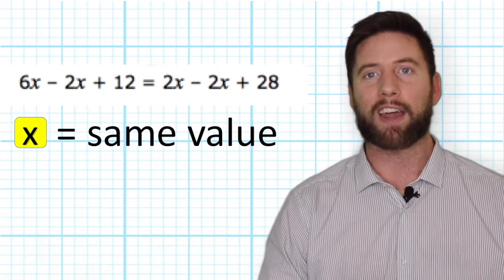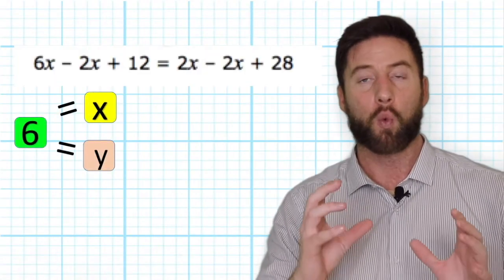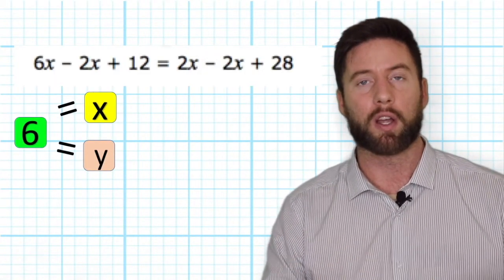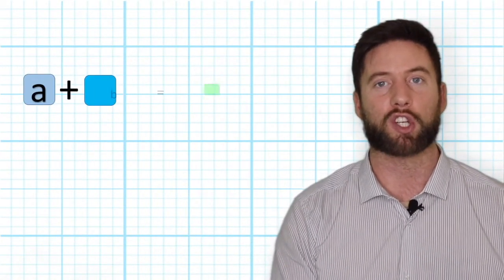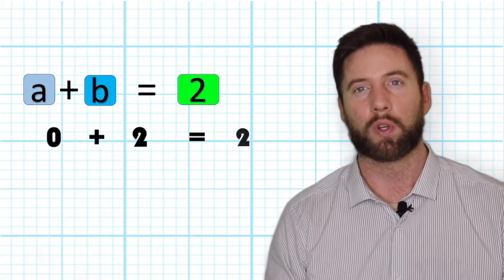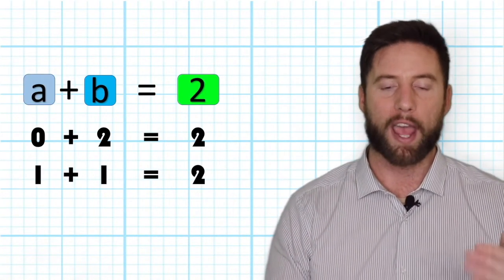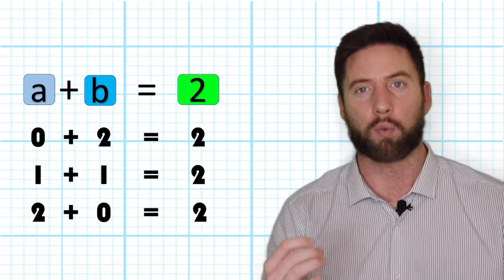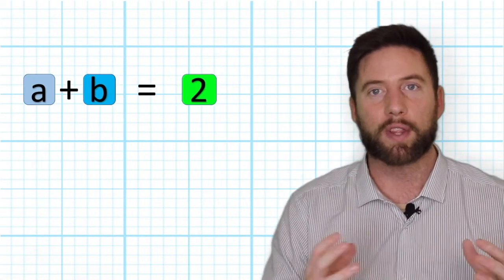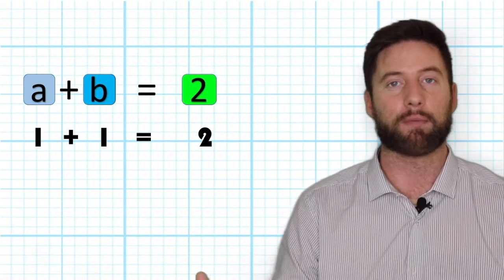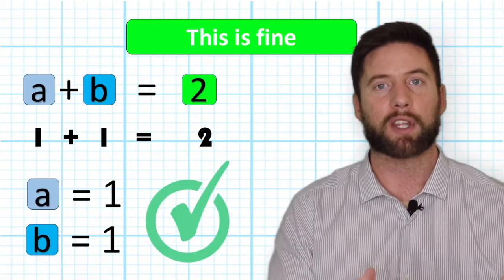Okay, so we know that we cannot have the same letter representing two different numbers. But what about the other way around? Can one number be represented by two letters? Yes, we can. And here's a good example. Let's say we have the equation A plus B equals 2. Now, A could have the value of 0 and B could have the value of 2. Or A could have the value of 1 and B could have the value of 1. Or A could have the value of 2 and B could have the value of 0. So in this example, even though A and B are different symbols, they are holding the same value. There will be times where they just happen to represent the same value.